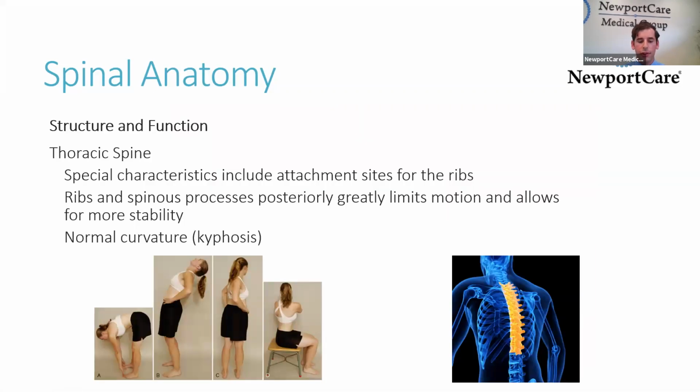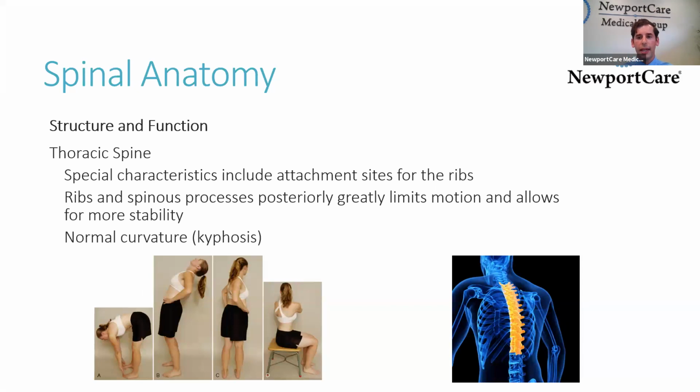So next we're going to talk about the thoracic spine. The thoracic spine is known for its stability, which is really important because obviously all our organs lie inside of the rib cage, and we have the spinal cord that runs through the thoracic spinal canal. Special characteristics of this area include attachment sites for the ribs. Because the thoracic spine is so stable, injuries to this area tend to be a little bit less common than in the neck and the low back.